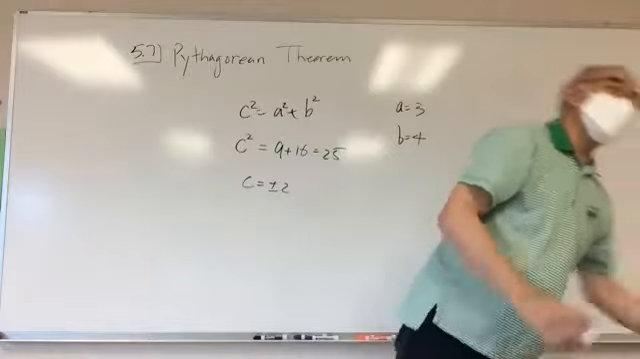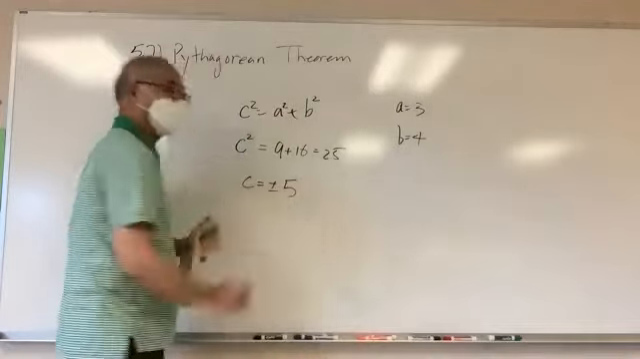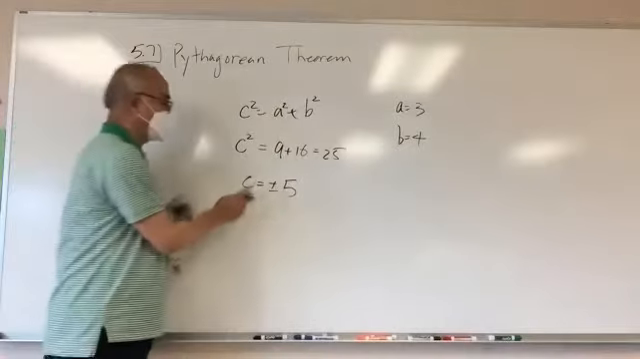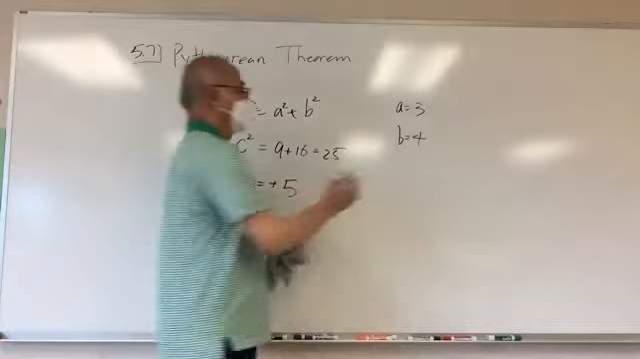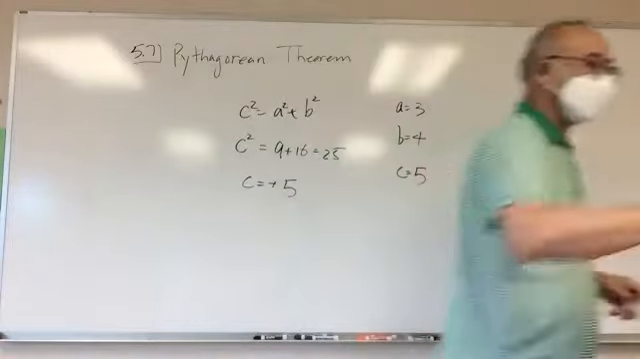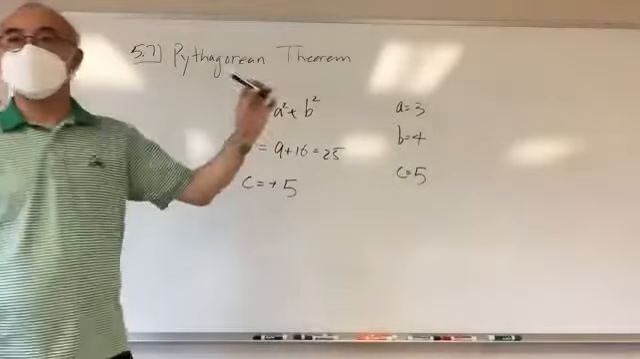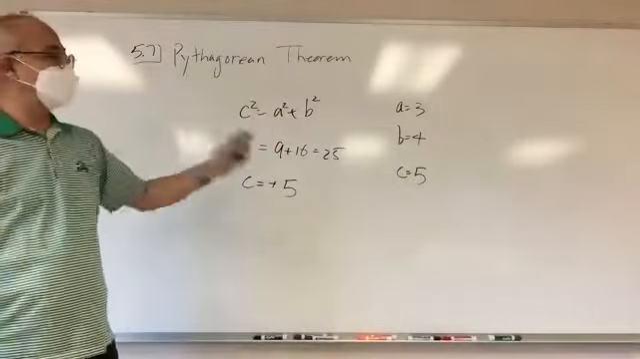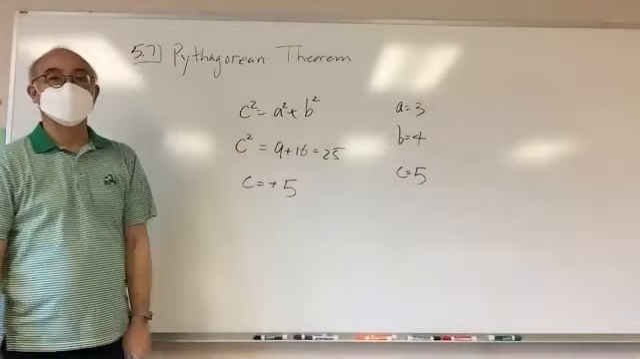But since we are in geometry and we don't deal with negative lengths, right? We're in geometry, so we're not going to worry about the negative. C is equal to 5, right? So these are called what? What do we call these things? These are called Pythagorean triplets. There are 3 integers that satisfy the Pythagorean theorem.